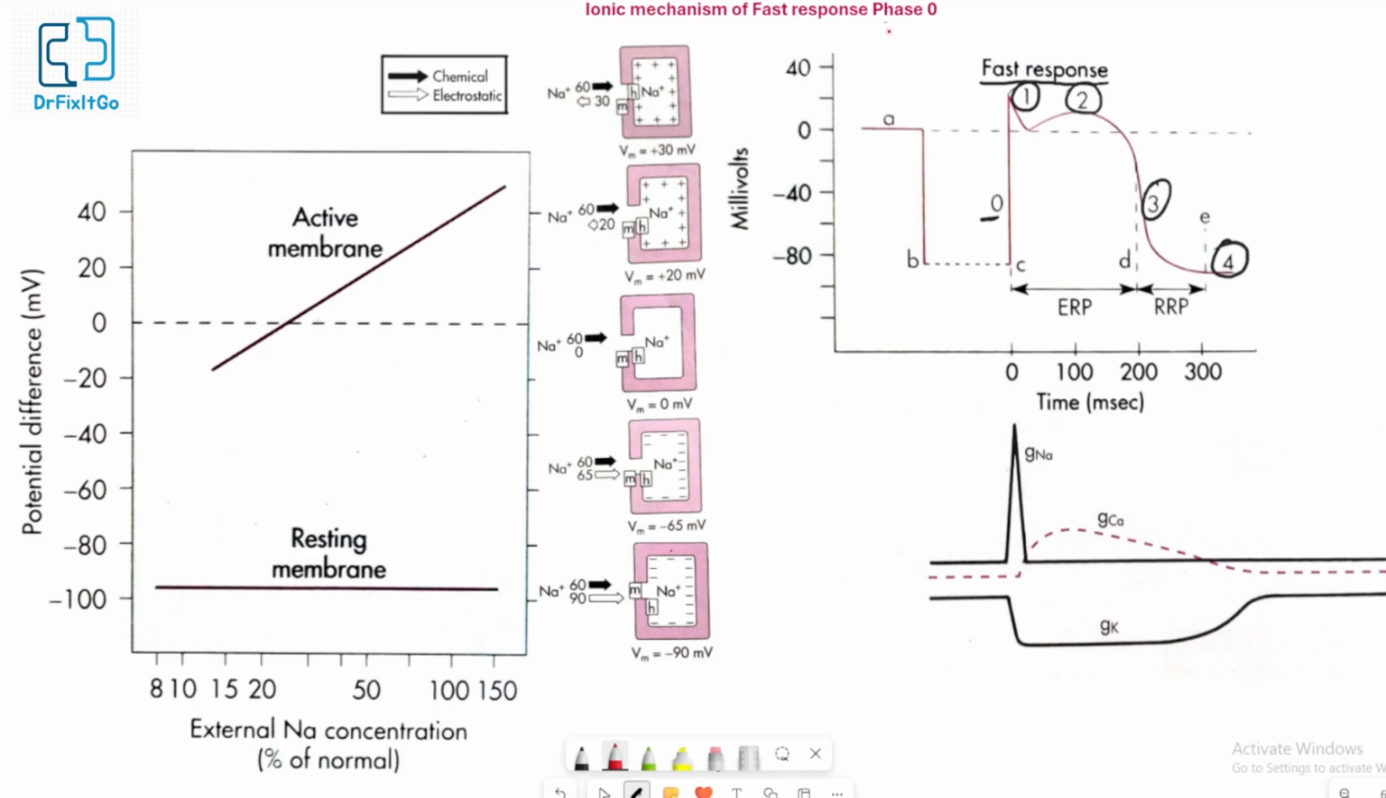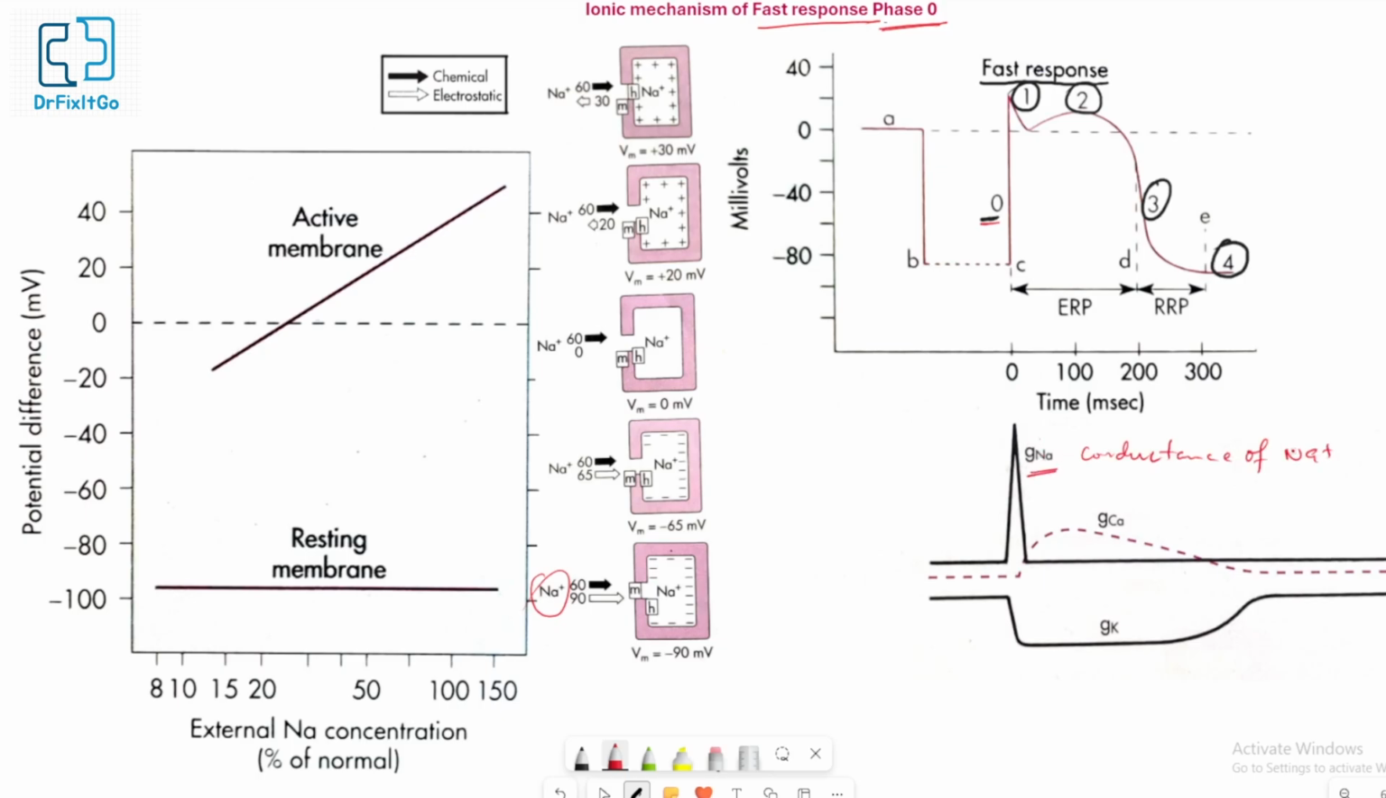Now let's study phase 0 of fast response. Phase 0, which is the genesis of the upstroke: any stimulus that abruptly changes the resting membrane potential to a critical value, called the threshold, results in the action potential. Rapid depolarization, phase 0, is related almost exclusively to the influx of sodium ions into the myocyte due to a sudden increase in conductance of sodium ions.